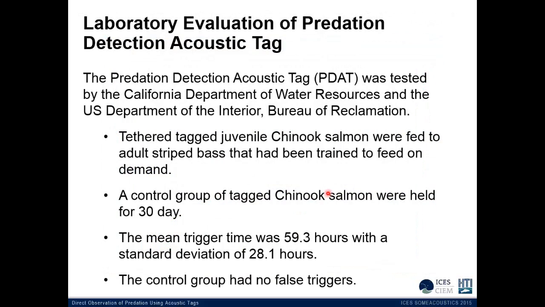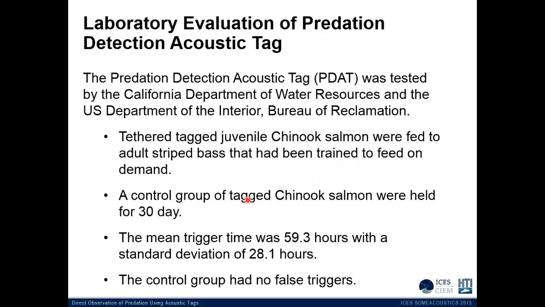Now, in order to evaluate this technology, we did some testing with the help of the California Department of Water Resources and the U.S. Department of the Interior Bureau of Reclamation. The California Department of Water Resources had a facility in which they had striped bass that were trained to feed on demand when they put juvenile salmon into the tank. So we tagged a number of these juvenile salmon, put them into the tank with the striped bass, and then measured the time it took for the predation tag to trigger.